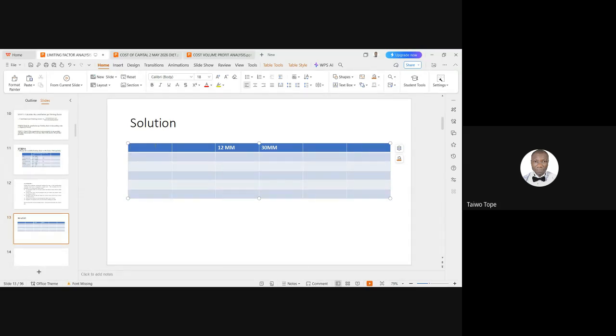So we have our selling price. For 12 mm hose is 10 naira. This is 25. And the variable cost is what? For 12 mm hose is 8. For 30 mm hose is 19. The difference will give you what? Okay, let me put this in brackets instead of writing less.